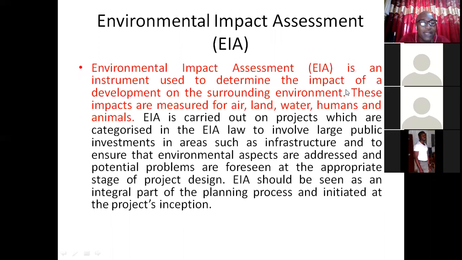Environmental impact assessment is an instrument used to determine the impact of a development on the surrounding environment. The impact can either be on the media, which can be air, land, water, or on the humans or the animals. Apart from that, it can also determine how the project will impact the social, cultural, or the economic activity of the host community.